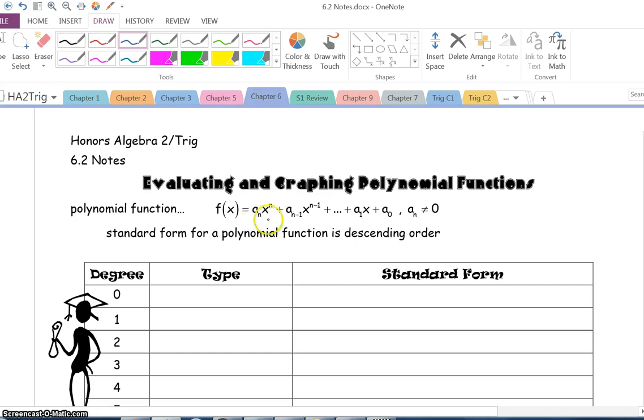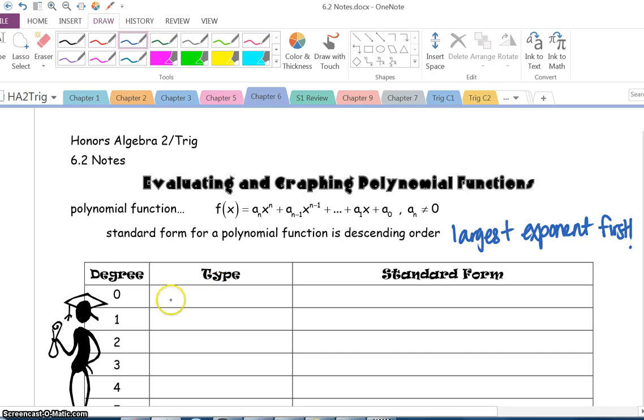So this is our very lengthy looking definition, and that's standard form for a polynomial function. We always want it in descending order, which means we want the largest exponent first. Alright, so we have degree of a polynomial function, and that gives us our highest exponent.